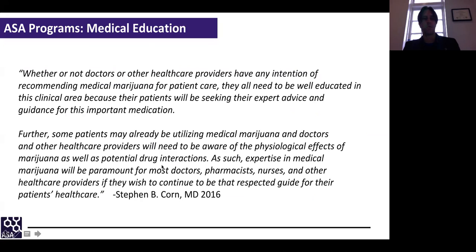Basically, this is a quote from Dr. Korn. I just wanted to read it real quick: whether or not doctors or other healthcare providers have any intention of recommending medical marijuana for patient care, they all need to be well educated in the clinical area because their patients will be seeking their expert advice and guidance for this important medication. Further, some patients may already be utilizing medical marijuana, and doctors and other healthcare providers will need to be aware of the physiological effects of marijuana as well as potential drug interactions. As such, expertise in medical marijuana will be paramount for most doctors, pharmacists, nurses, and other healthcare providers if they wish to continue to be that respected guide for their patients' healthcare.